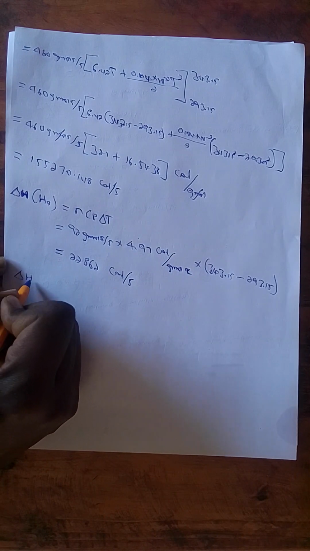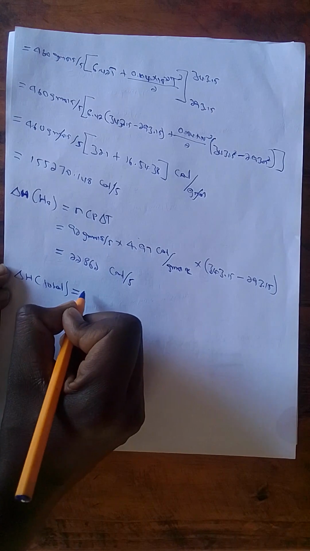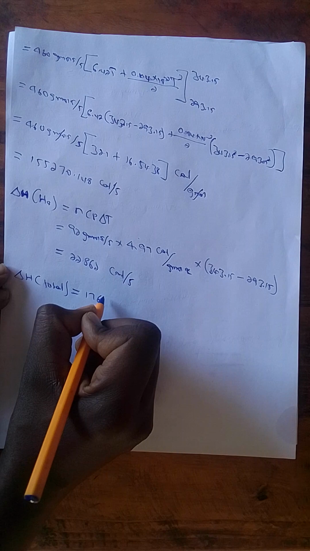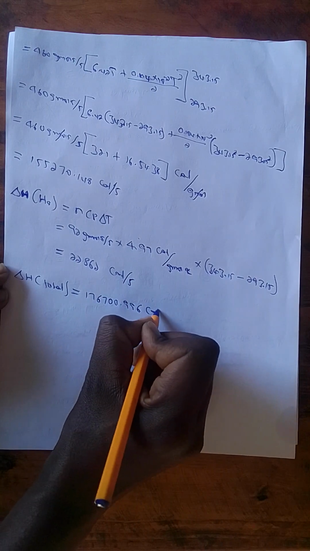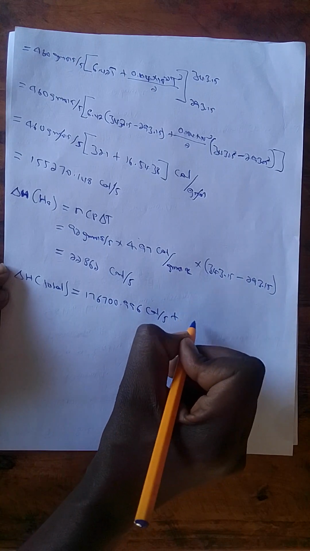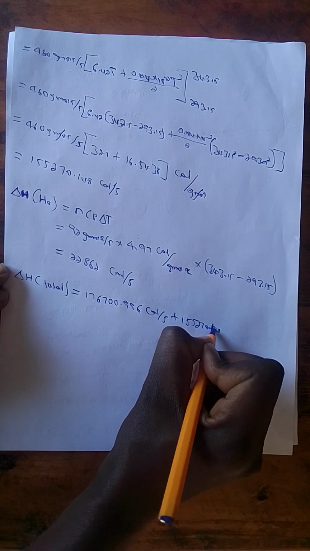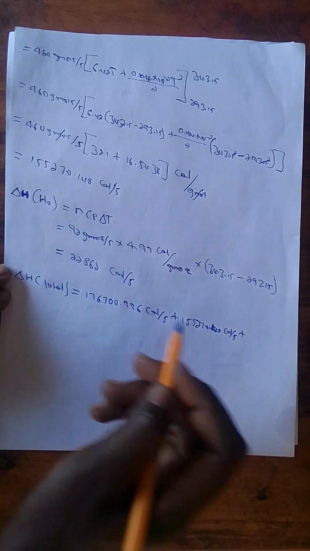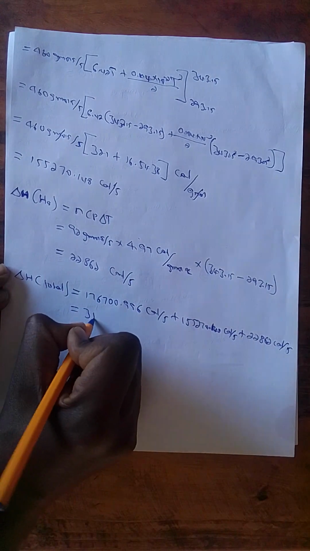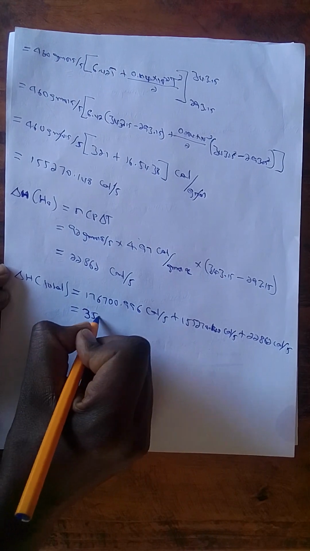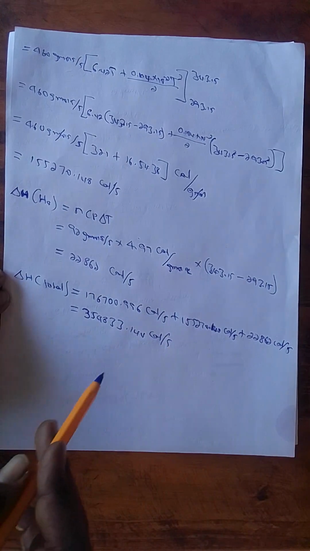So with that said, we can calculate the total change in enthalpy. Total change in enthalpy is equal to the change in enthalpy of CO2, which is 176,700.996 calories per second, plus the change in enthalpy of the H2, which we calculated to be 155,270.148 calories per second, plus the change in enthalpy of the helium, which is 22862 calories per second. And if you use your calculator, it gives you 354833.144 calories per second.